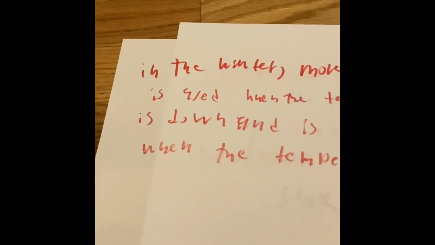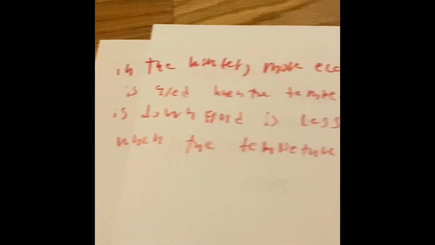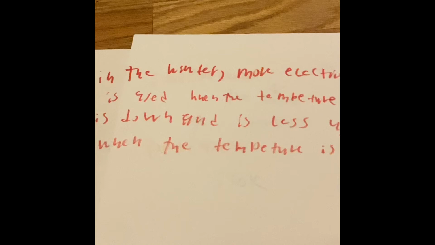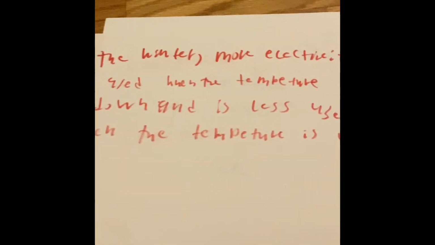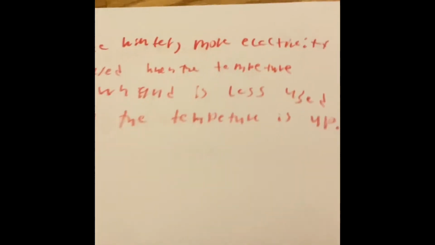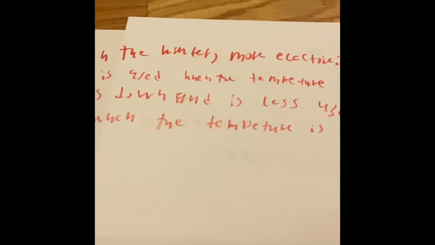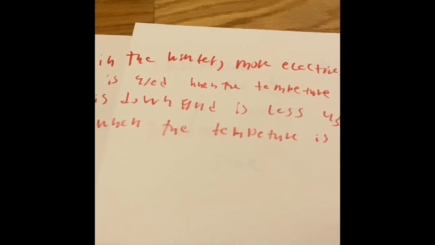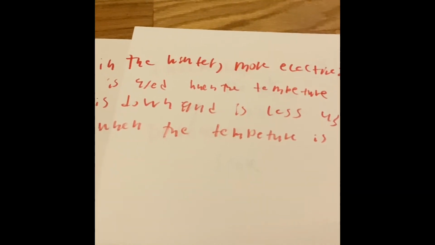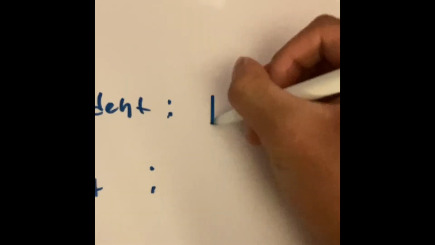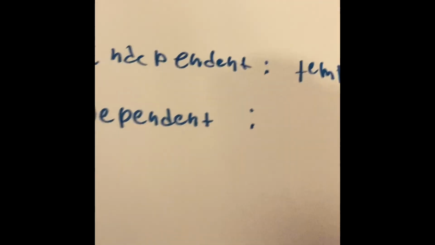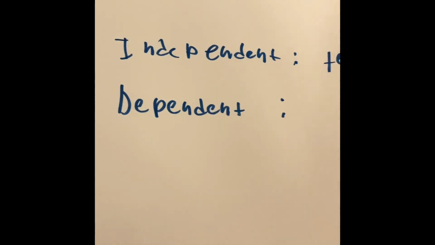So, in the winter, more electricity is used when the temperature is down, and less is used when the temperature is up. So we can say that the amount of electricity we use actually depends on what the weather temperature is. So we're going to say what happens first is the temperature changes. And what happens next is people use electricity.